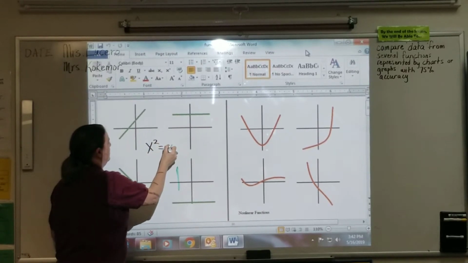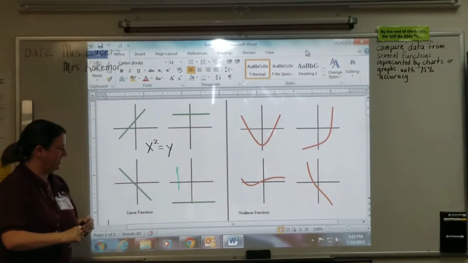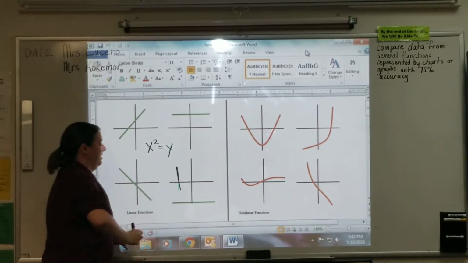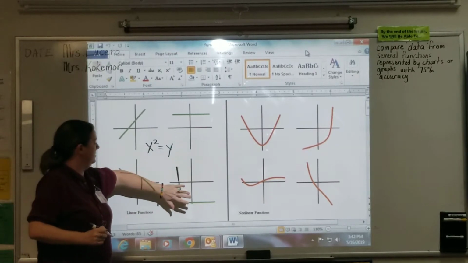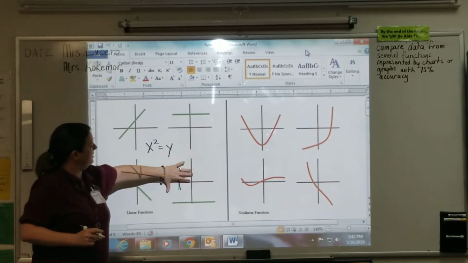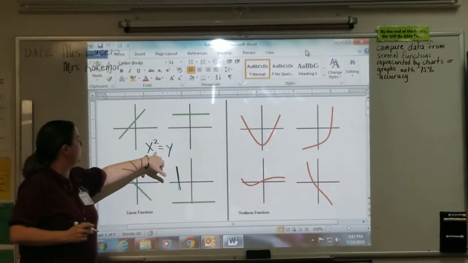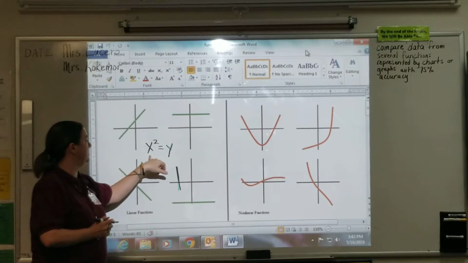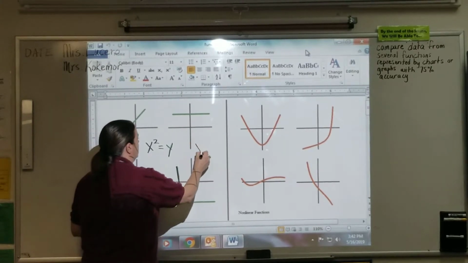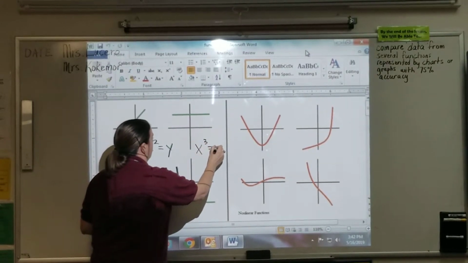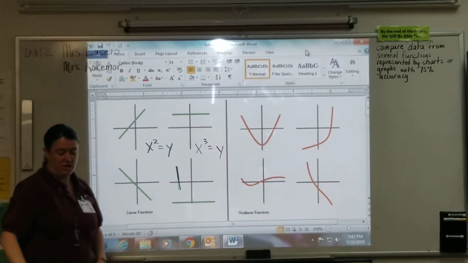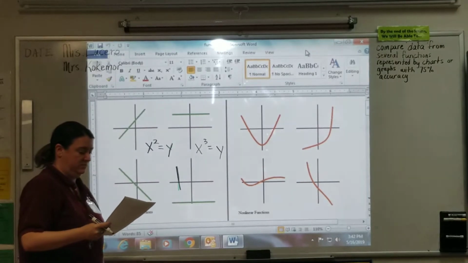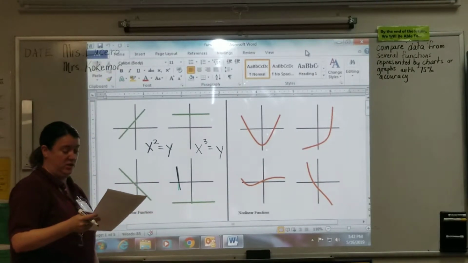So x squared equals y. Okay, so anything that goes up and down is nonlinear, or is not a linear function. These create exponential functions, but the only two that we're going to worry about are x squared and x to the third. Those are x to the second and x cubed.